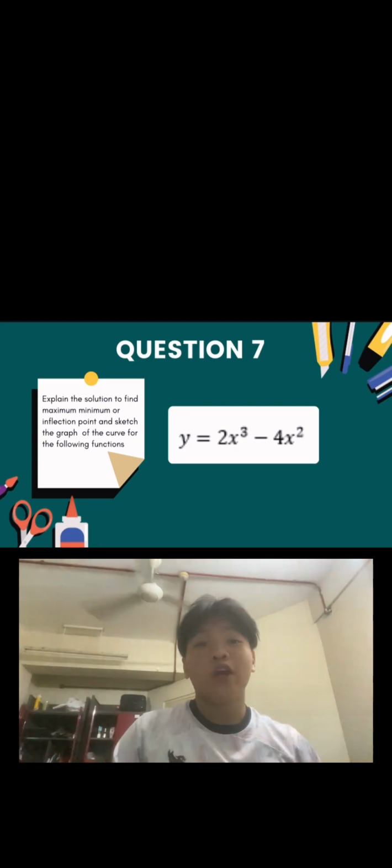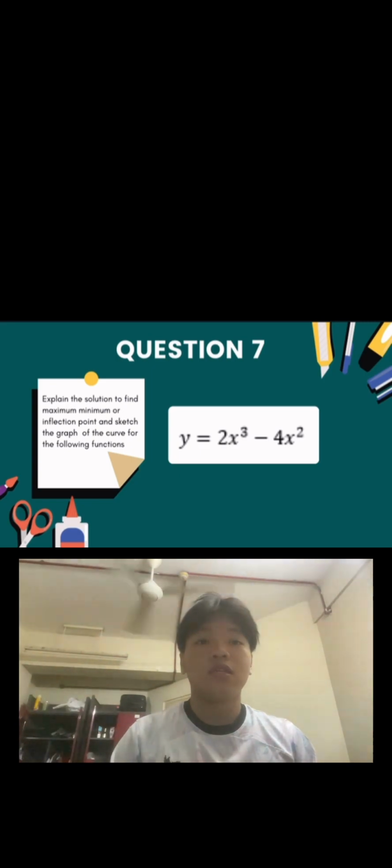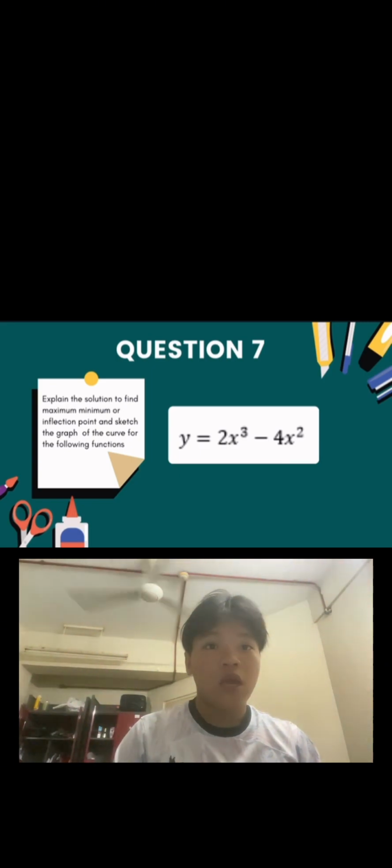So now we are going to solve question number 7. This is the question that we chose from the paperwork that was given. The question is to explain the solution to find the maximum, minimum or inflection point and sketch the graph of the curve for the following function: y = 2x^3 - 4x^2.